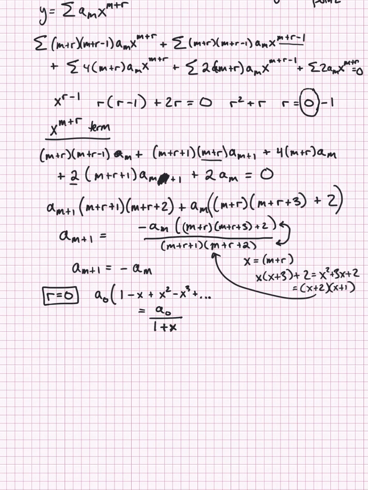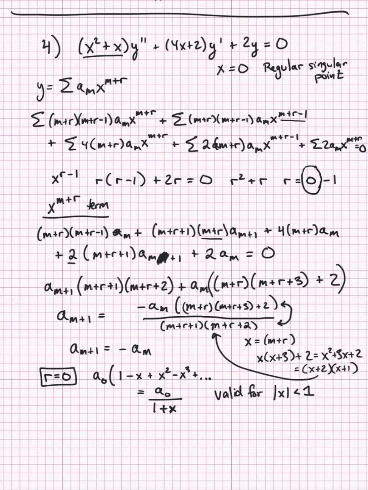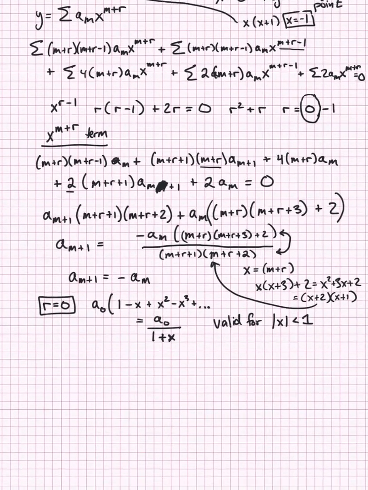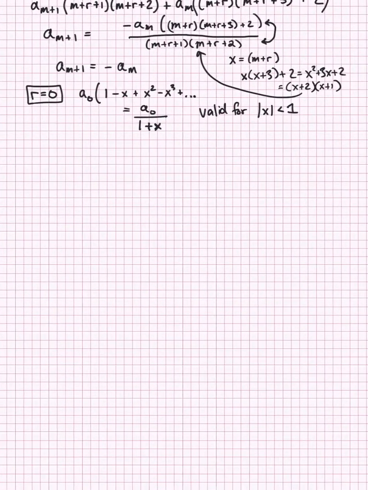And so notice that this is valid for the absolute value of x being less than 1, which should not be too surprising here, because x squared plus x is really x times (x plus 1), so x equals minus 1 is the other singular point, and our solution can't extend past that.